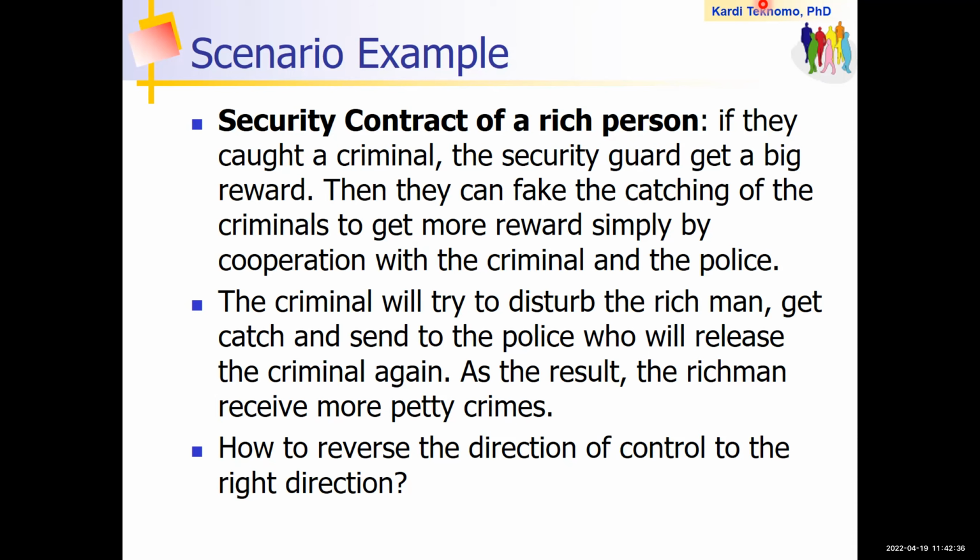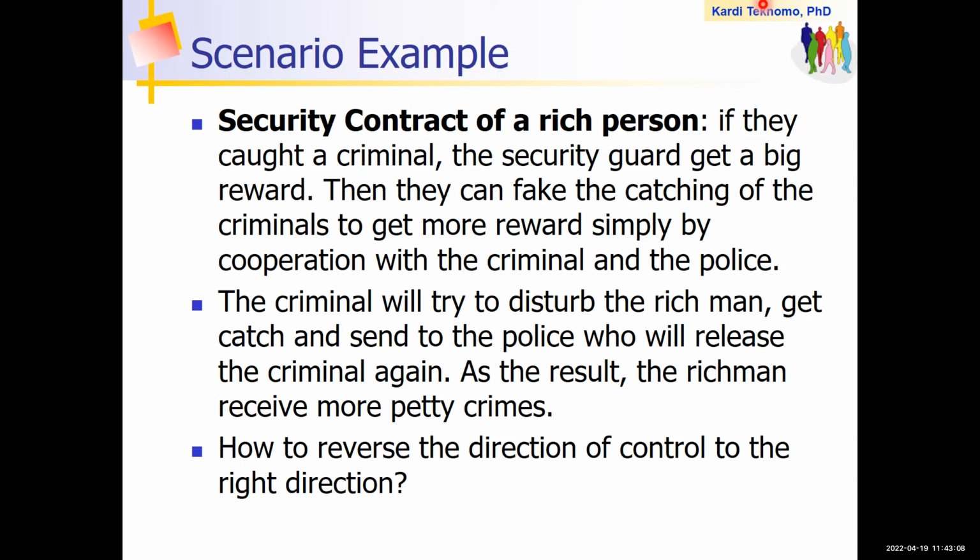So the criminal will try to disturb the rich man, get caught and sent to the police, who will release the criminal again, right? Of course, this is just a possibility, a paranoid scenario. As a result of this security contract, the rich man will actually receive more petty crimes. They will get more disturbed. So the question is how to reverse the direction of control to the right direction.